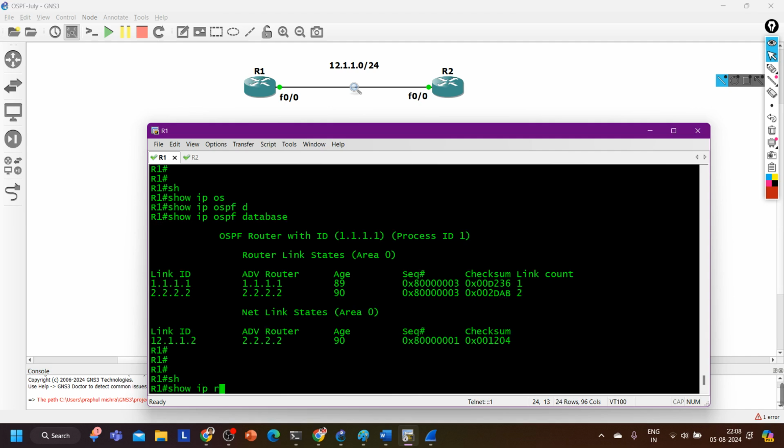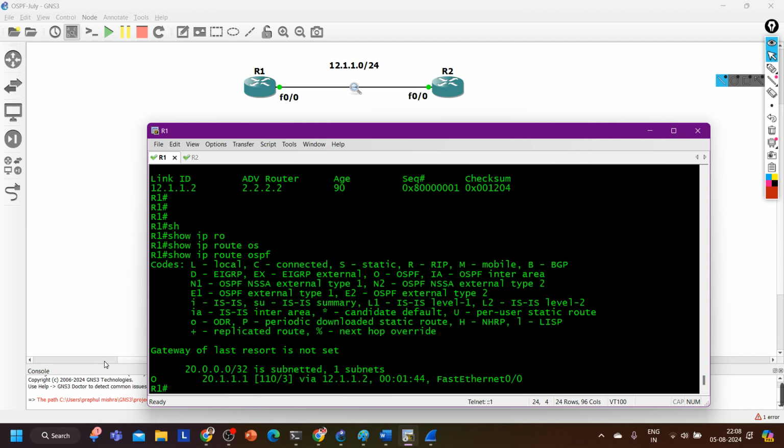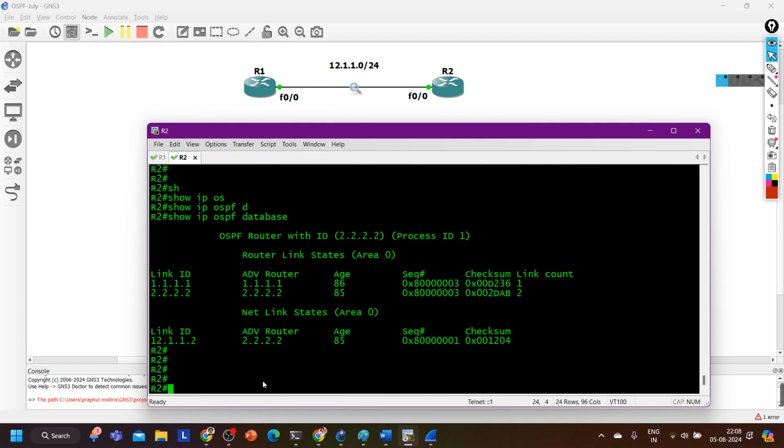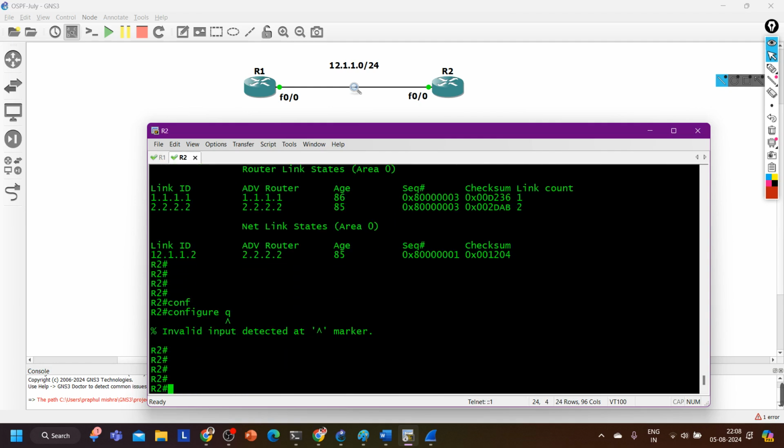And show IP route OSPF. Now you can see router 1 is learning 20 network from the OSPF. So AD value is 110. This is the default AD value of OSPF. Other parameter of hello message is network type. What will happen if I change network type on router number 2?